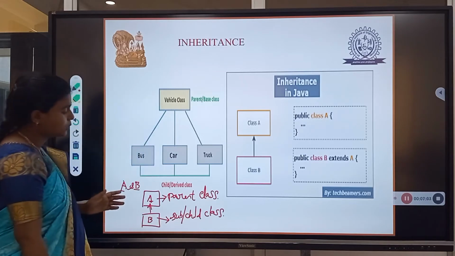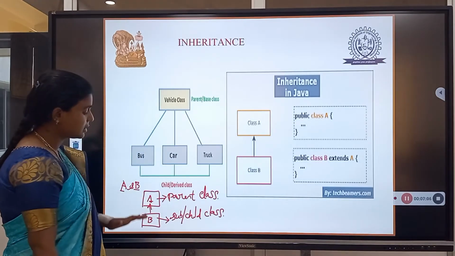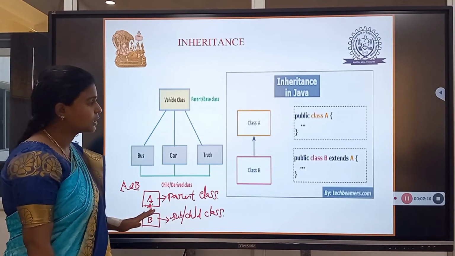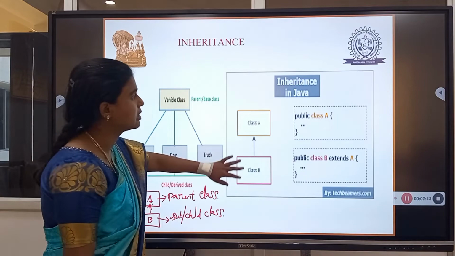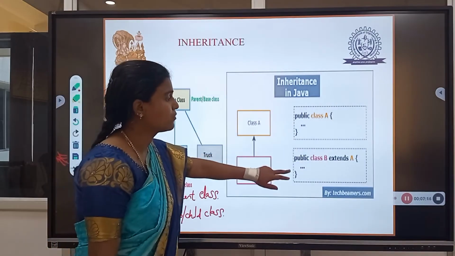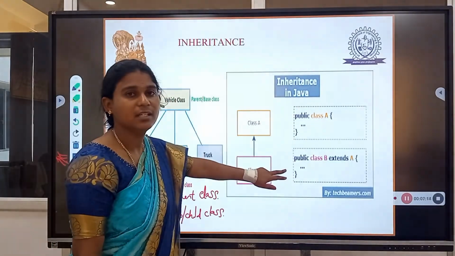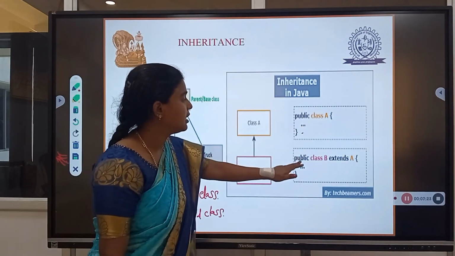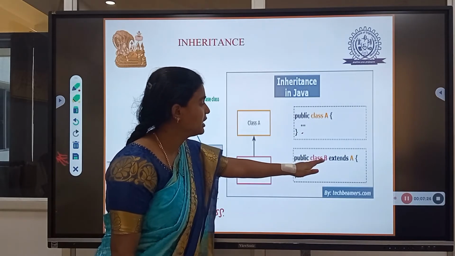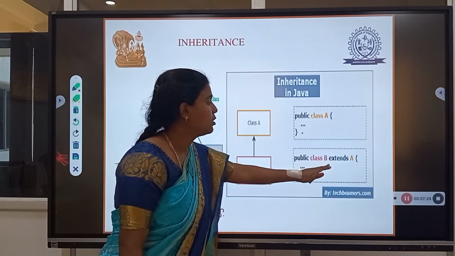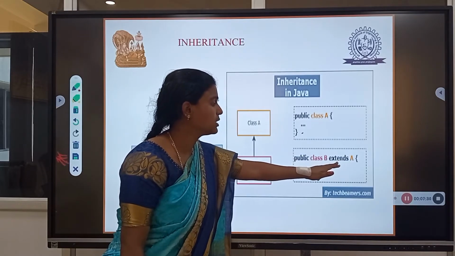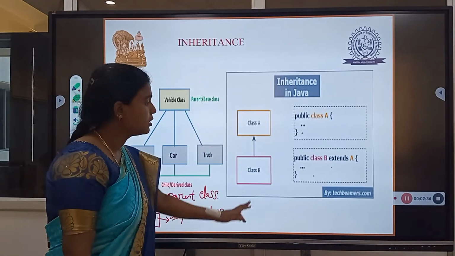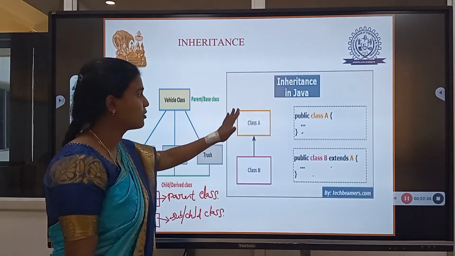Clear everyone? So what is inheritance? Inheritance is nothing but deriving a new class from an old class. This is the basic concept of inheritance. Here I declared the syntax of the base class and derived class. You define a class A and a class B, and class B can be derived from class A. For that we are using a keyword. What is the keyword we are using for deriving a class? Extends. Clear everyone?